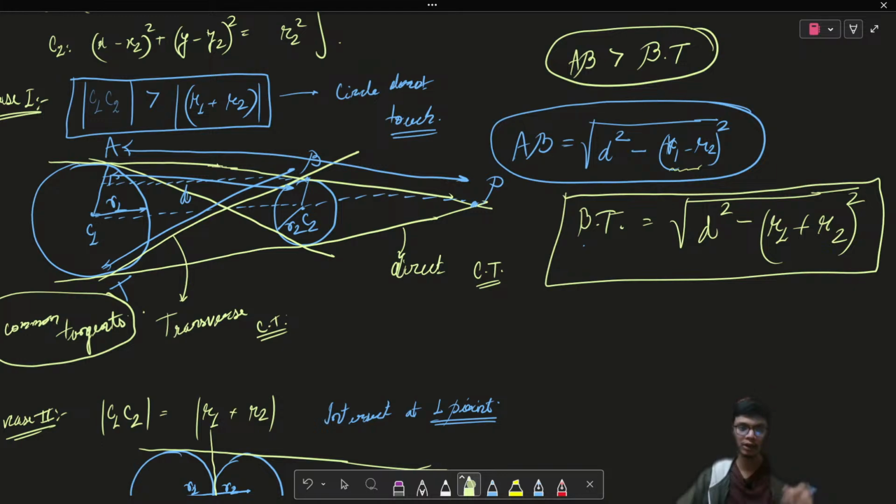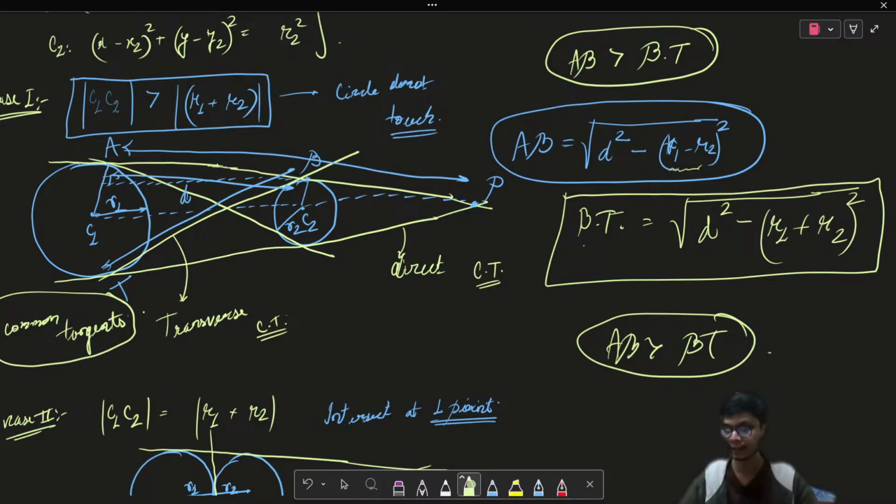But in this case, r1 plus r2 is a large quantity. So d square minus that large quantity will make it a small quantity. Therefore, it is obvious that your AB is greater than BT distance. So the length of the external tangent is obviously greater than the length of the internal common tangent. Okay, so please take a note of this.